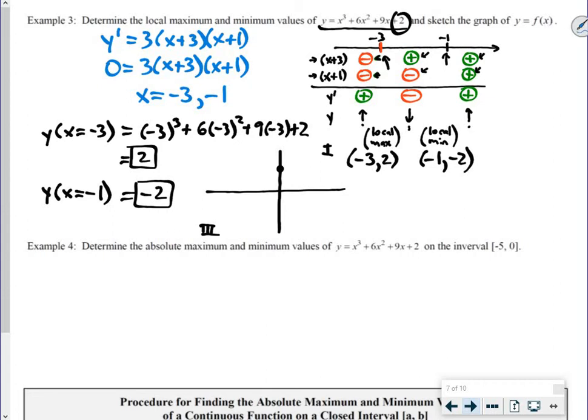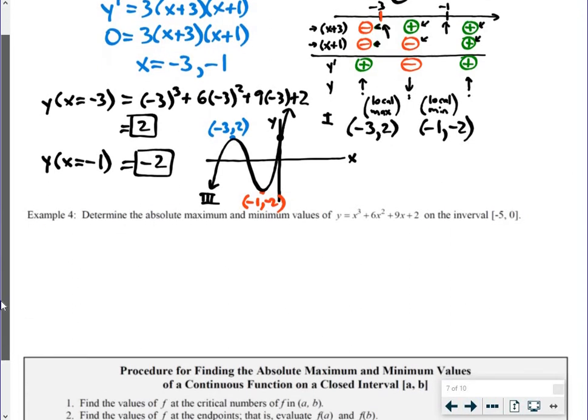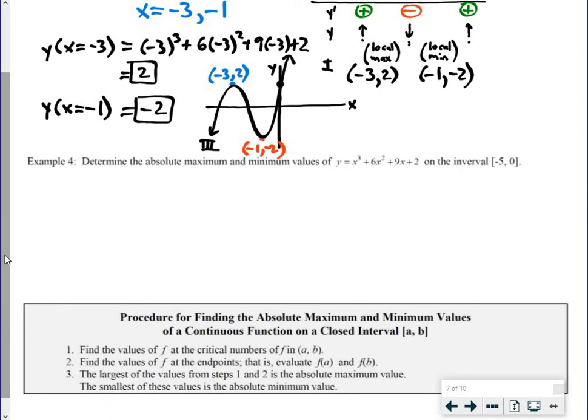We've got a local max at (-3, 2), and we'll have a local min at (-1, -2). Beyond that, I guess you could figure out what the x-intercepts are going to be, but we're just sketching it. It'll look kind of something like that. And you can graph the function to confirm that that's roughly what it looks like.